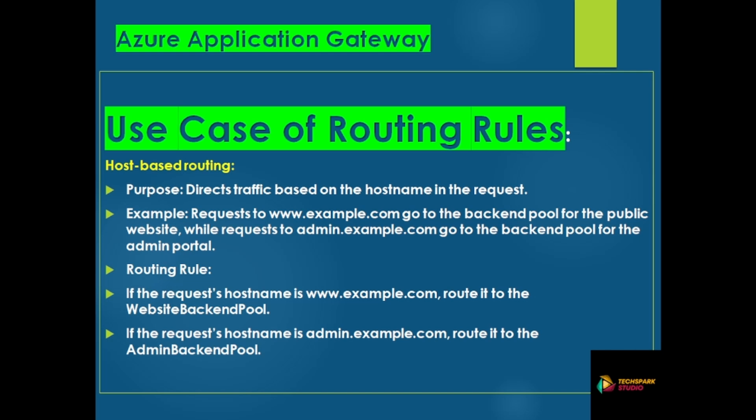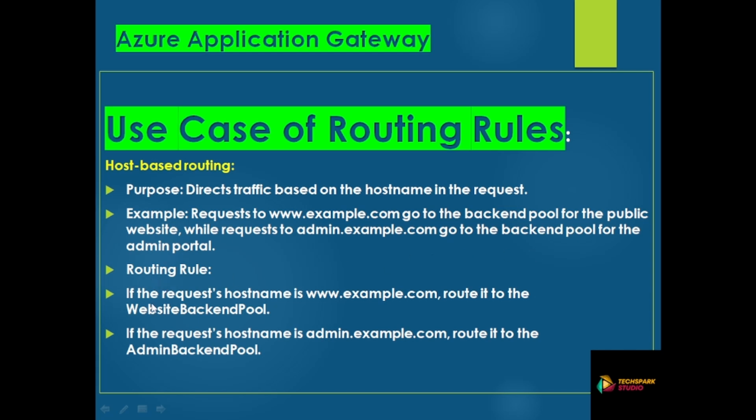So what is host based routing? The purpose of host based routing is to direct traffic based on the host name in the request. For example, if you type www.example.com, it will go to the backend pool for the public website. If your request is to admin.example.com, it will go to the backend pool for the admin portal. So like this we can differentiate.